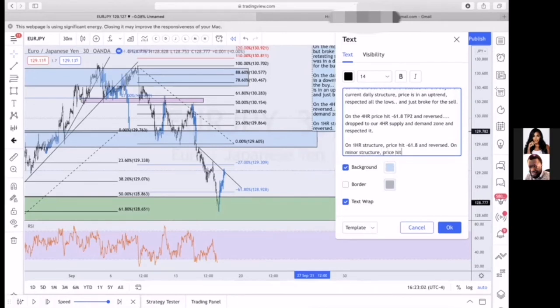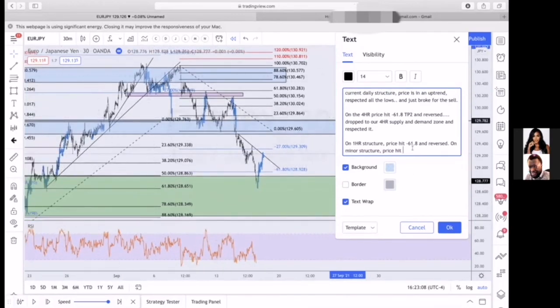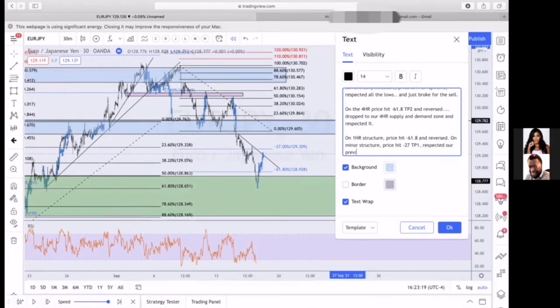Price hit, let's hit negative 27, TP1, respected our previous supply and demand zone, then drop.